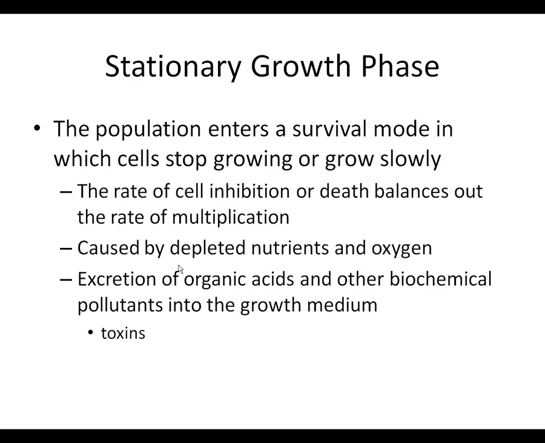Once you begin to have nutrients decreasing and toxins increasing, growth is going to kind of level off, and bacteria are going to enter something called survival mode. This is the stationary phase of bacterial growth. The rate of cell inhibition or death is going to balance out the rate of cellular multiplication. So for every cell that replicates, you're going to have that number dying off. So things are relatively flat here. So this again is another flat phase in cellular growth.